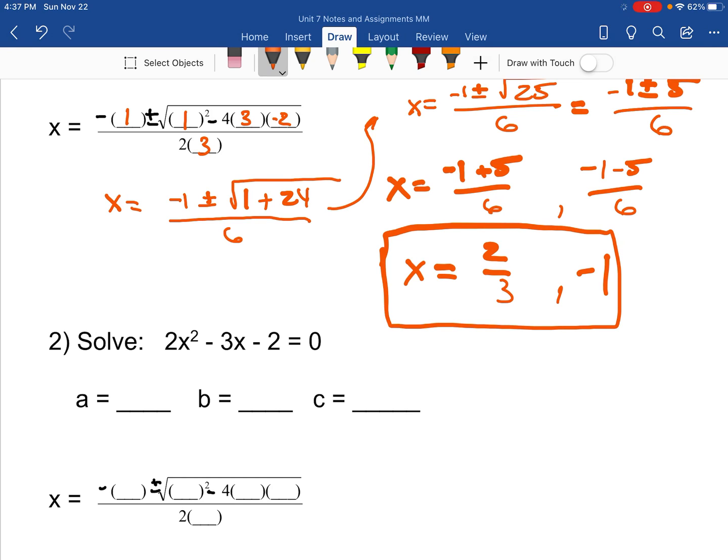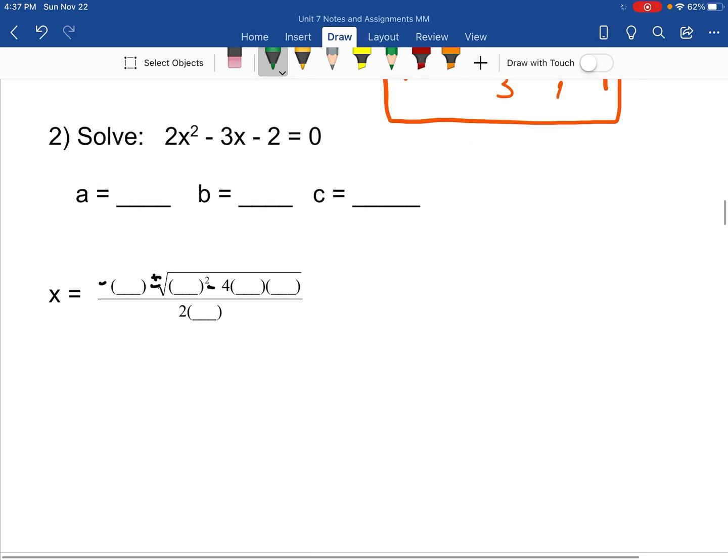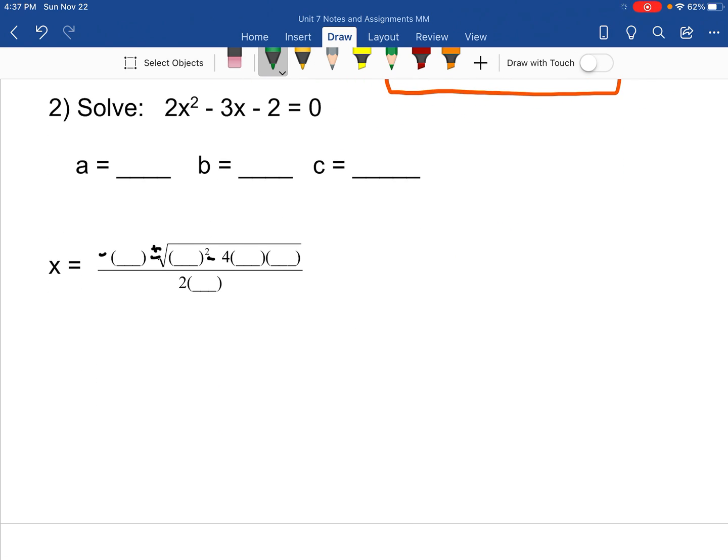Okay, all right, let's go ahead and look at number 2. 2x squared minus 3x minus 2 equals 0. Okay, same thing. Identify what your values are. Okay, a is 2, b is negative 3, c is negative 2. Okay, so plug in negative b, so make sure you plug it in as negative 3. Negative 3 here, a is 2, c is negative 2, 2 times a is 2.